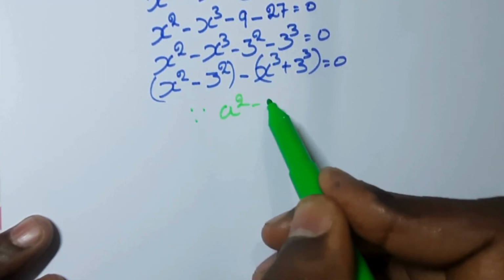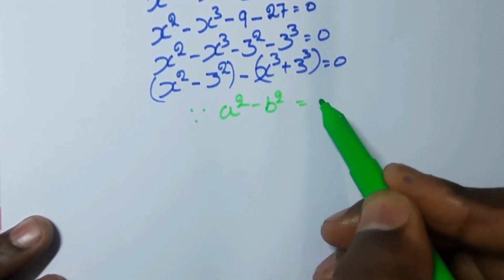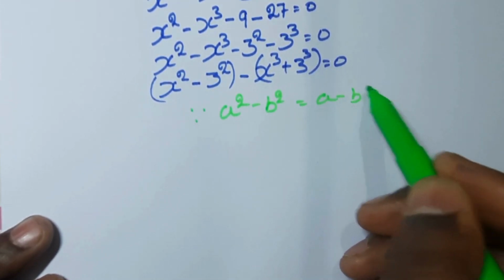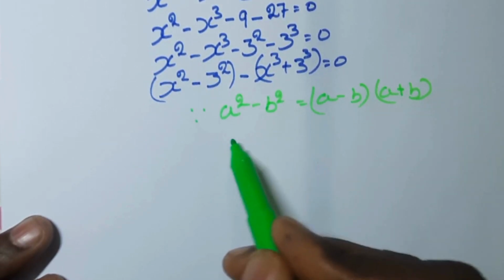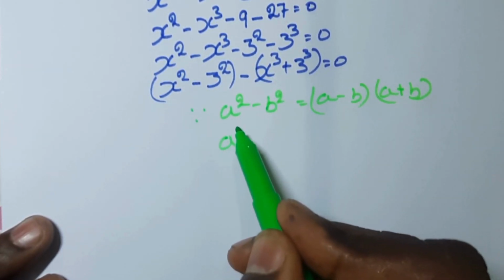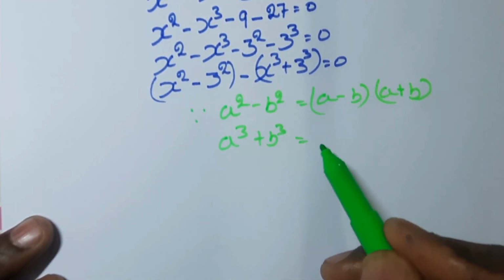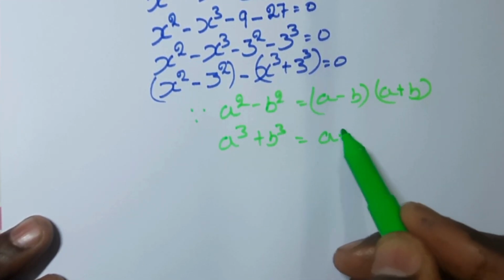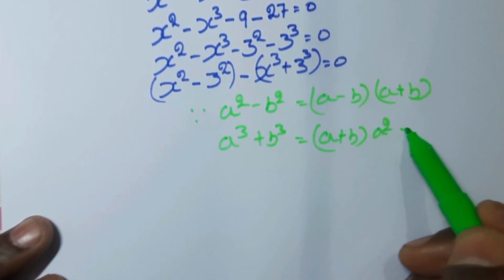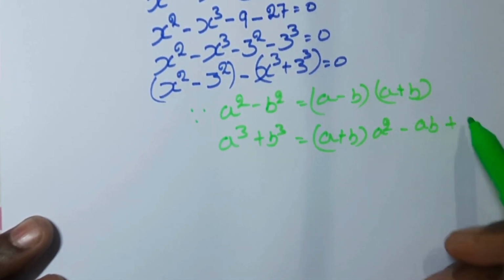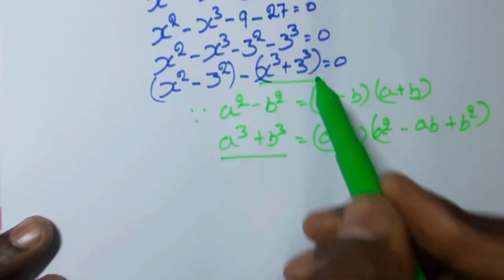a square minus b square equal to a minus b, a plus b. a cube plus b cube equal to a plus b, a square minus ab plus b square. We are going to apply this here and this one here.